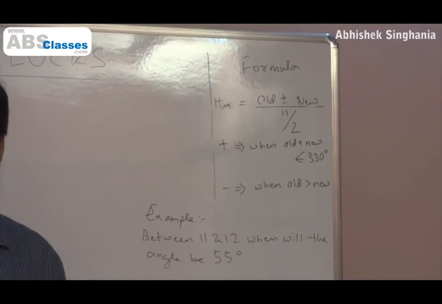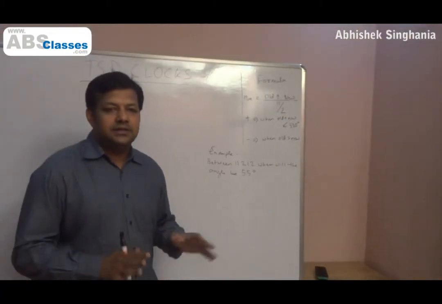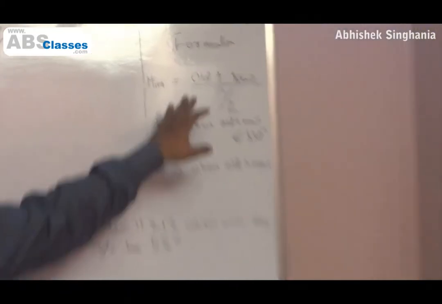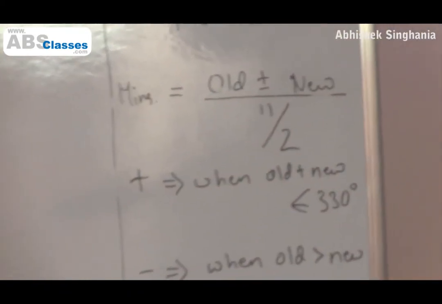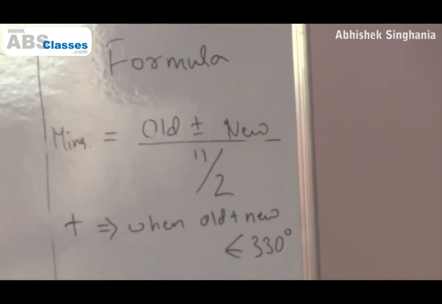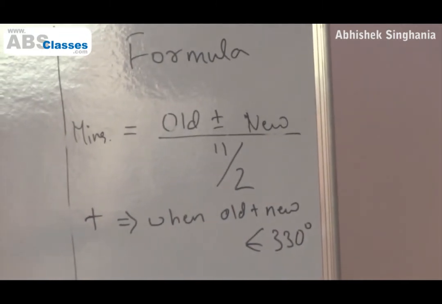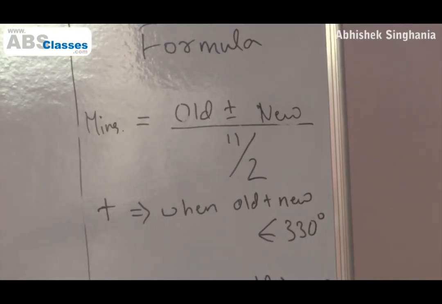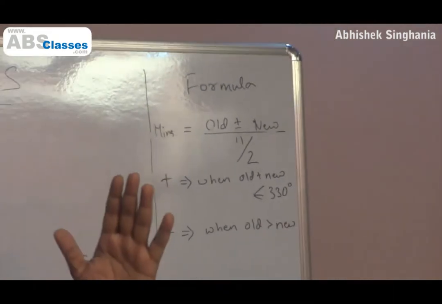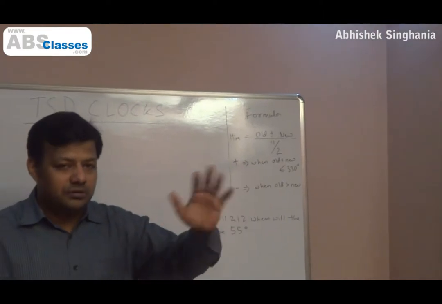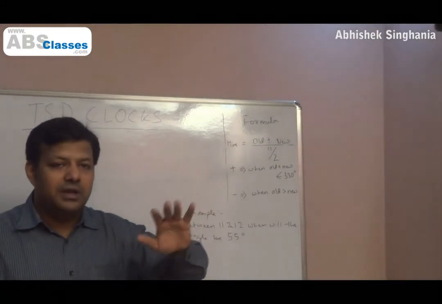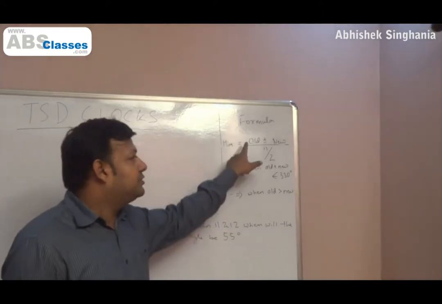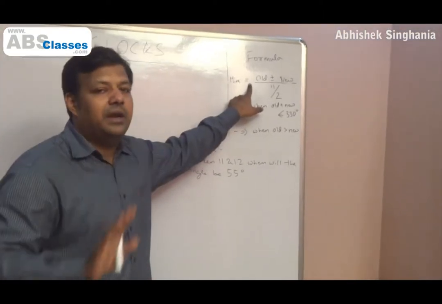The formula for calculating this, the kind of questions that we have discussed, is given here. It goes like this: minutes is equal to (old plus or minus new) by 11 by 2. Now, whenever we have calculated, for example, the angle at 7:15 or 9:20, we always calculated from the previous hour time. So 7:15 means 7 o'clock, 9:20 means 9 o'clock, 11:35 means 11 o'clock, right? So old refers to that angle at the previous hour hand.